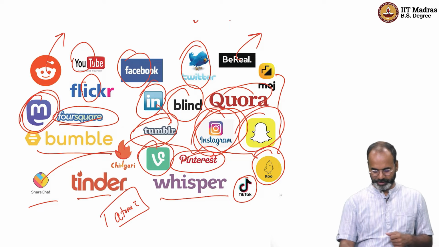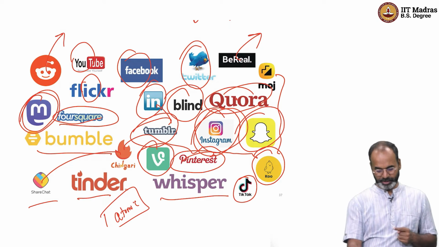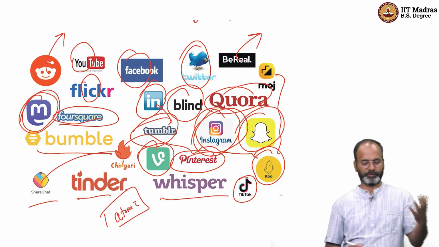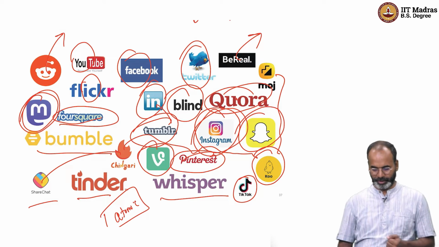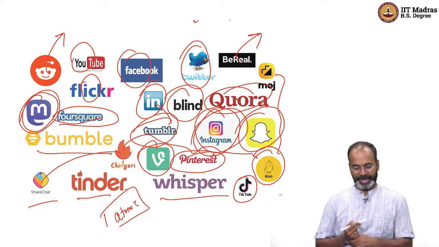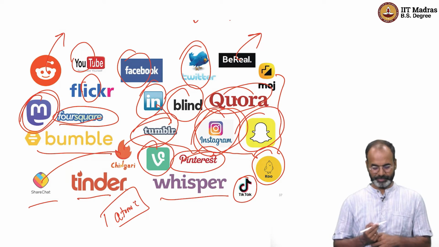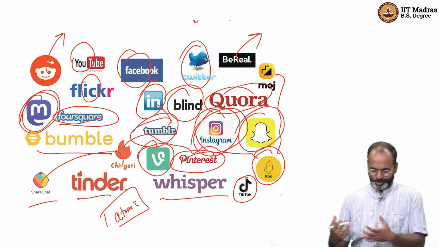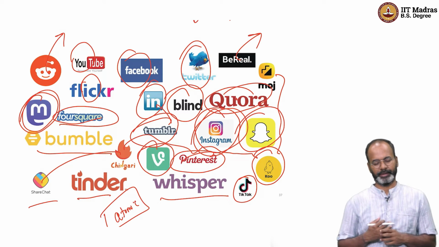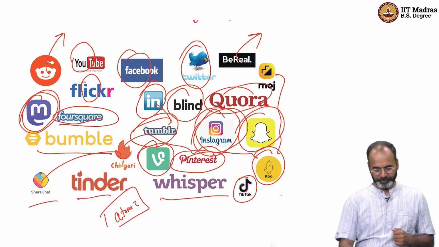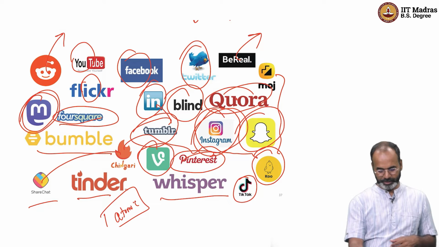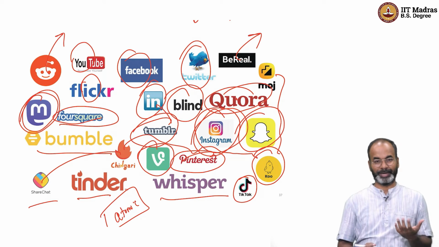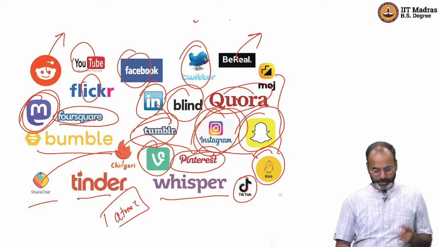TikTok, you may know. Whisper is a private anonymous network. Tinder, I said already, which is a dating app. ShareChat is again a platform which is more for regional languages. Chingari, ShareChat, Koo, Moj, they are all very Indian-based social networks built for Indian users. Koo more recently has also started getting into the Brazilian market. But Bumble, Foursquare is location-based. Bumble is again a place where you can upload video.